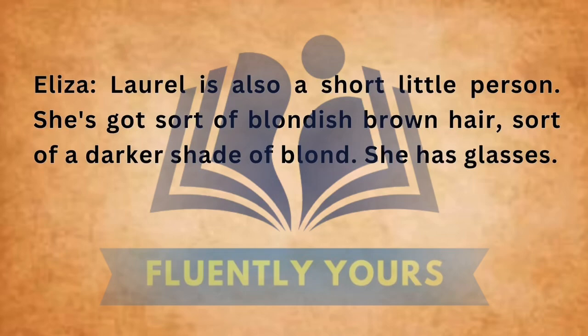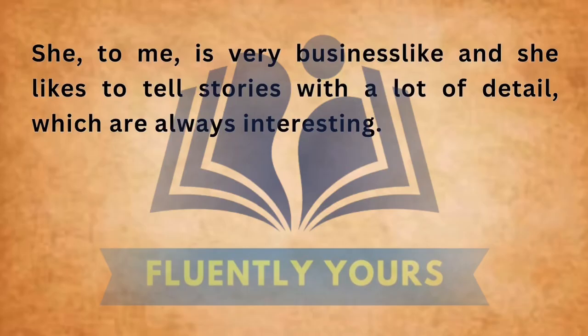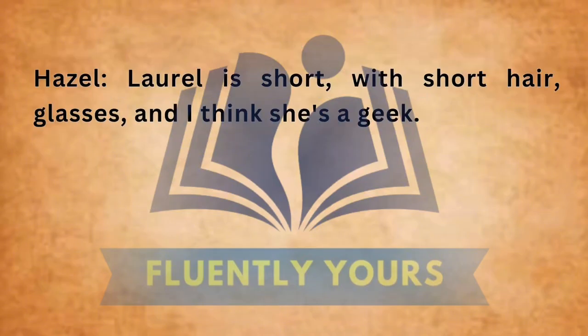Eliza: Laurel is also a short little person. She's got sort of blondish brown hair, sort of a darker shade of blonde. She has glasses. She, to me, is very businesslike, and she likes to tell stories with a lot of detail, which are always interesting.